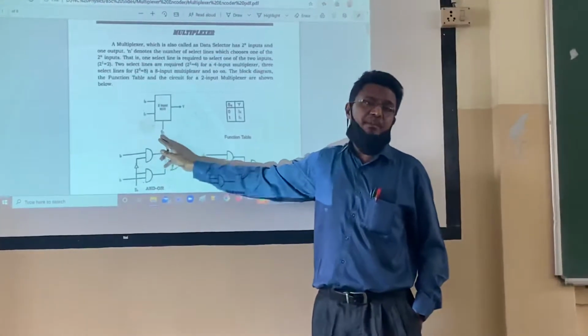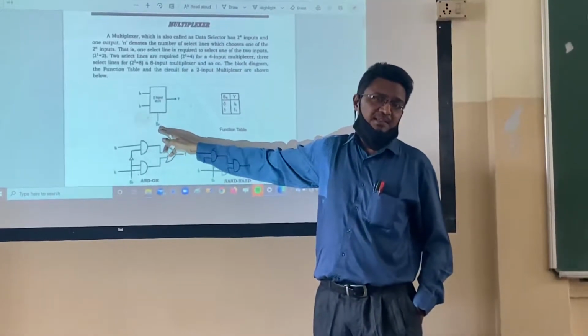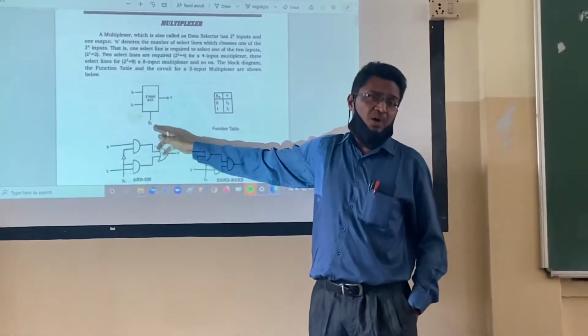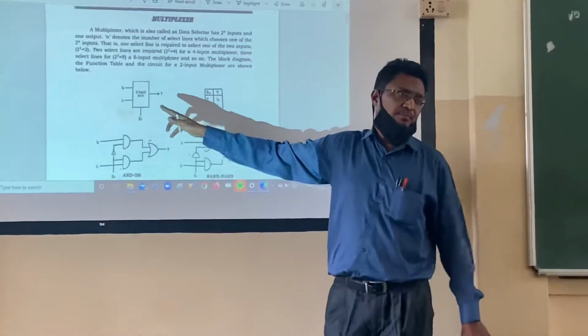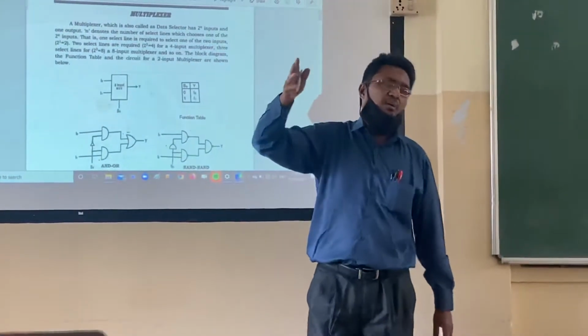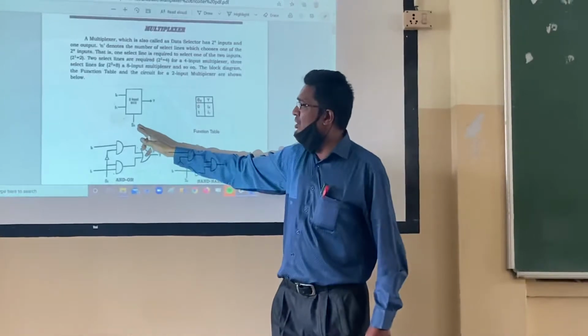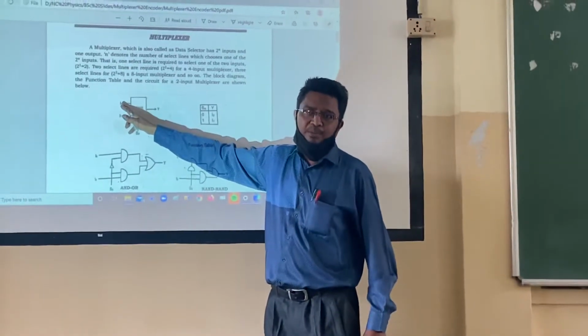That is decided by this S0 line. This is the control. How? This can be either a 0 or a 1. If this is 0, this will be connected to this.